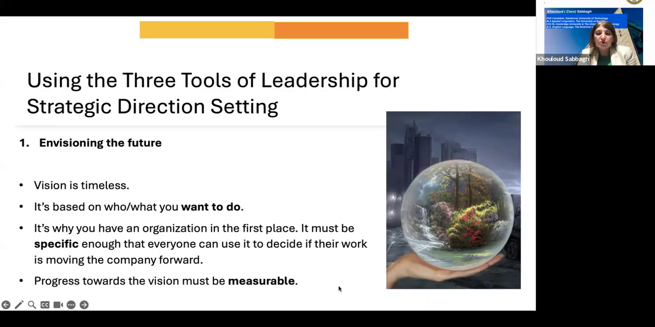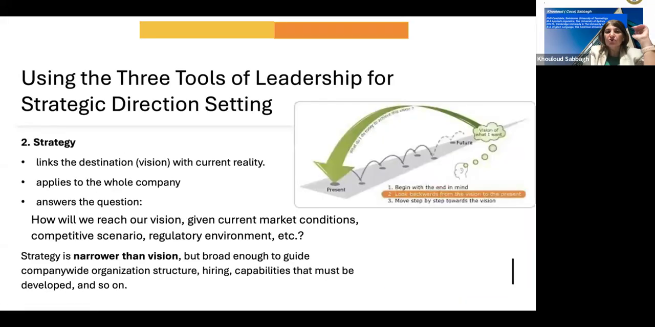Because you really need to, and it needs to be measurable. So if you have keywords with actions in them, like to be this, to provide something to the community, to help, all these words, right, will help you to measure. So this is where when you translate your vision into a mission, then it becomes measurable because you start putting actions into it. And you can measure actions, right? So the first tool of leadership for strategic direction is being able to envision the future.